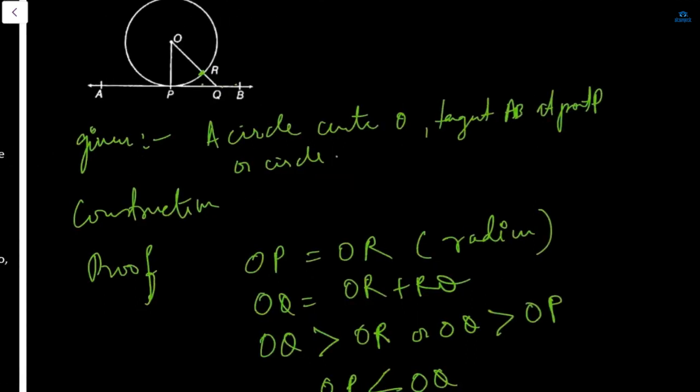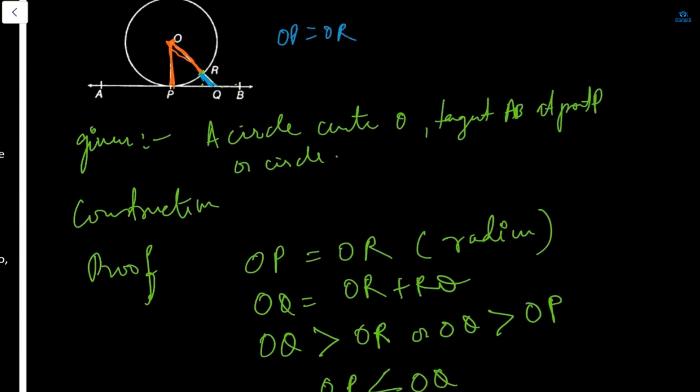when you say OP जो है वो radius है, and I am taking a point Q which is any other point than P, on the tangent. So that means Q will lie outside the circle. Now Q, since it is lying outside the circle, I'm taking two parts of OQ. One is OR, the radius of the circle, and the extra portion which is outside the circle. Now OP will be equal to OR, because they are the radius of the circle.